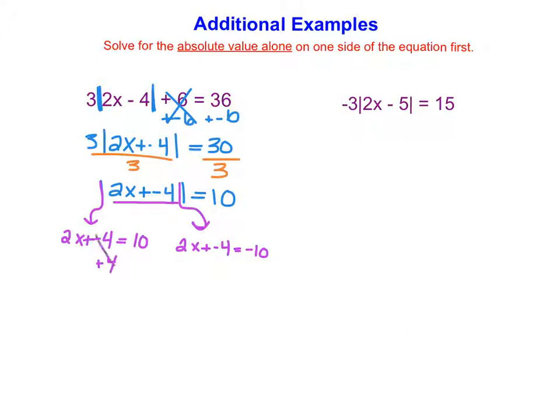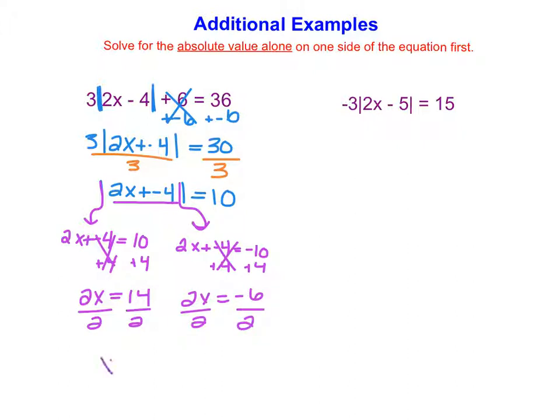So I add 4 to each side. I then have 2x is equal to 14 and 2x is equal to negative 6. Divide each side by 2. And I end up with possibilities that x is equal to 7 or x is equal to negative 3.